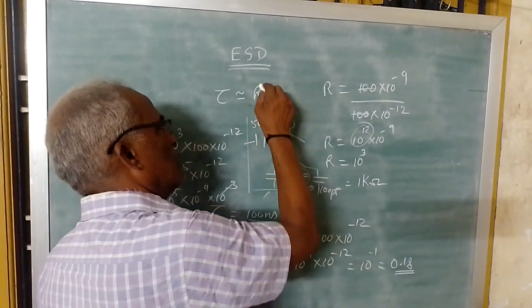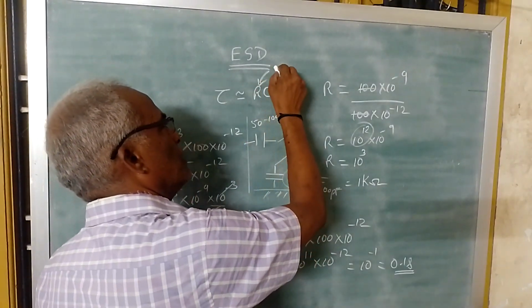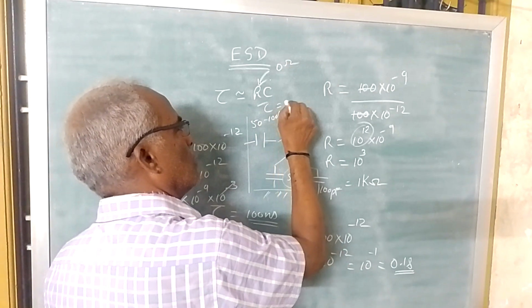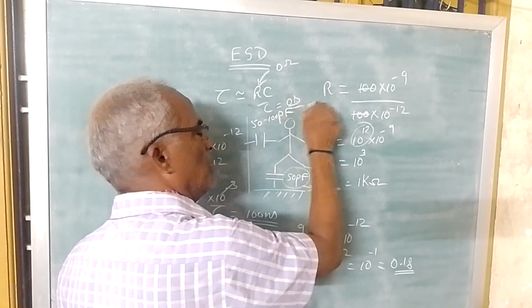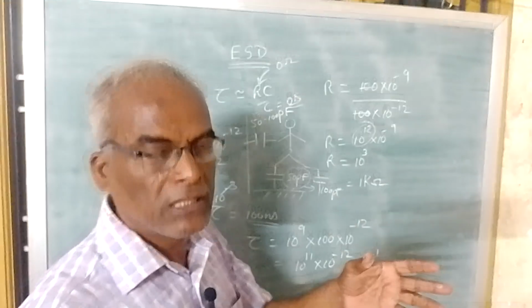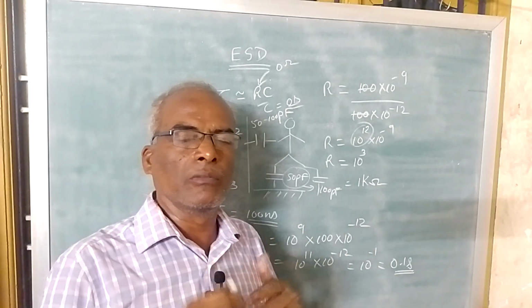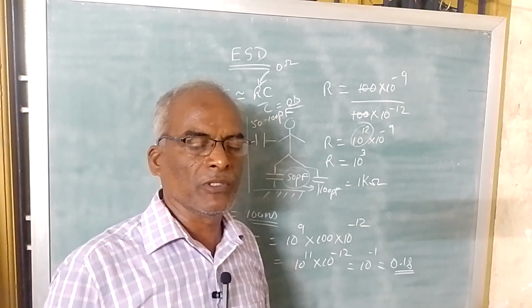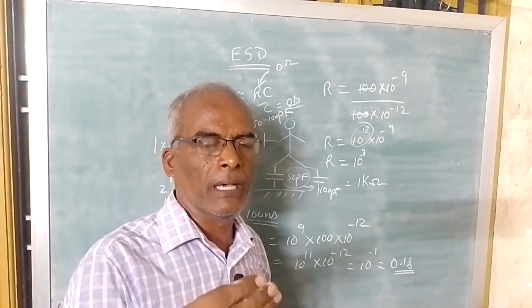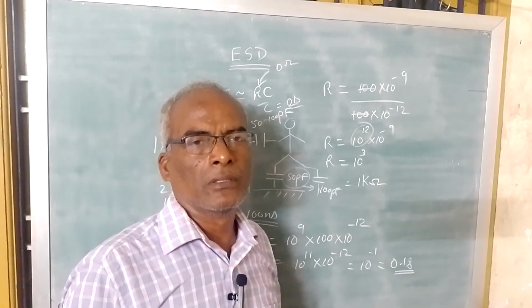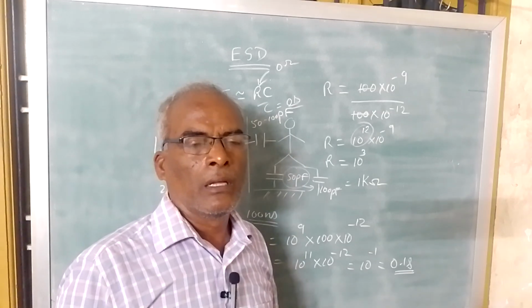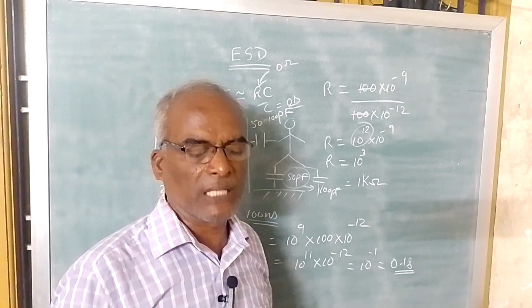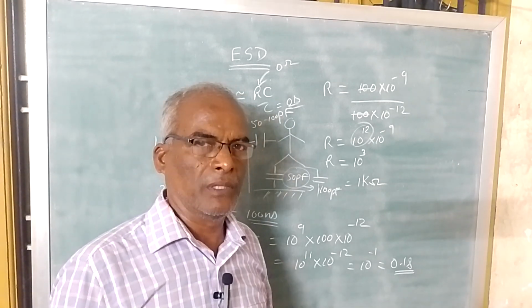Now the question is, if this value is going to be 0 ohms, then in that case tau is equal to 0 seconds. That means within no time it has to discharge. Whatever charge we have accumulated, that has to discharge within no time. So that will cause problems. Suppose we handle a PCB with bare hands, then the static electricity will pass through our hands and it is likely to damage the PCB.